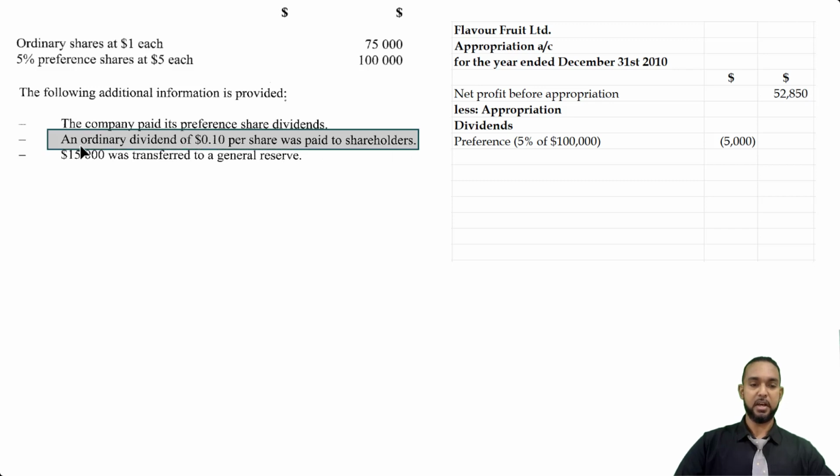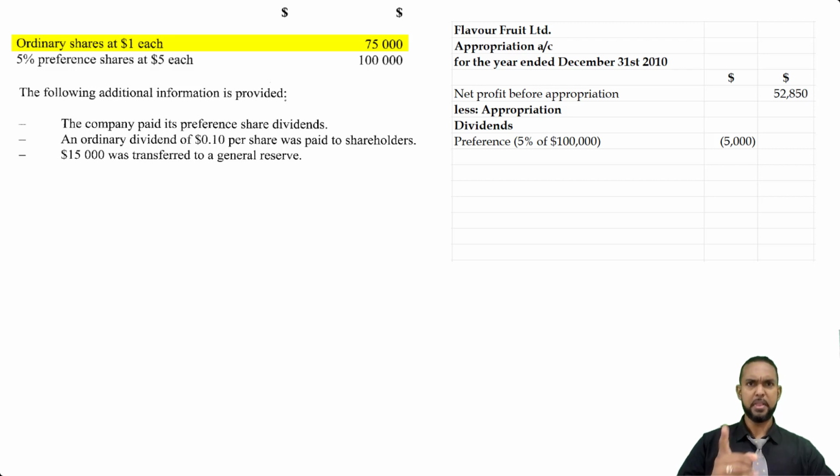And it says here an ordinary dividend of 10 cents per share was paid to shareholders. 10 cents per share. How many shares do we have? Well, if we look at the information here in the trial balance, ordinary shares at $1 each, $75,000 worth. Remember, that was the first thing I talked about? If each share is $1 and the total value of all shares is $75,000, we have 75,000 shares.